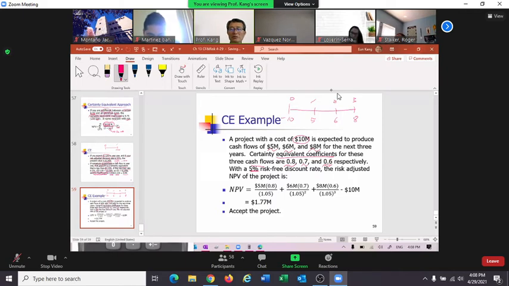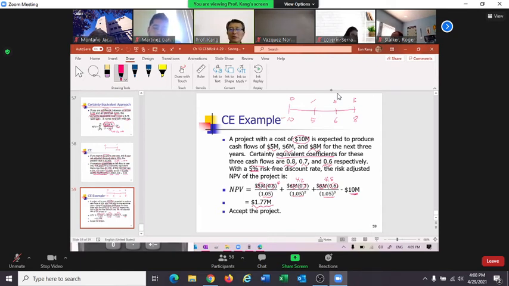And with a risk-free rate of 5%, you just multiply the certainty equivalent coefficient by the risky cash flow. So 5 million times 0.8, that is 4 million. 6 million times 0.7 is what? 4.2 million. 8 million times 0.6, 4.8 million. And divide by 1.05 for year 1, 1.05 squared, and 1.05 cubed, and minus 10 million investment. It's 1.77 million. So accept the project.